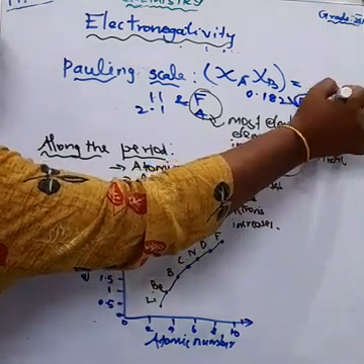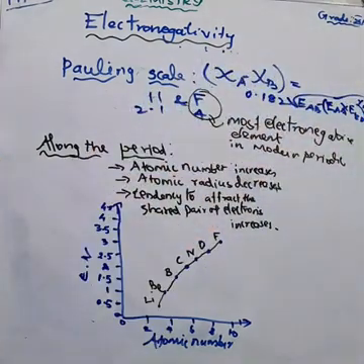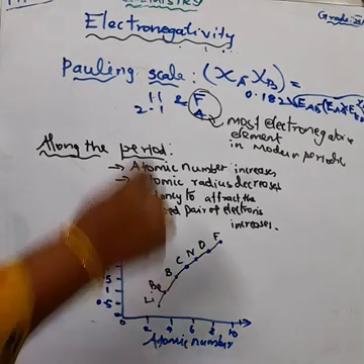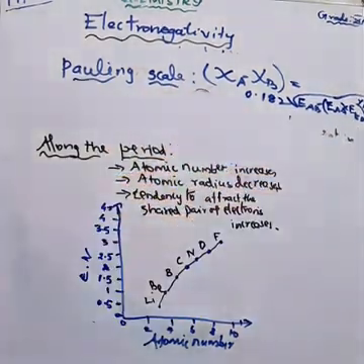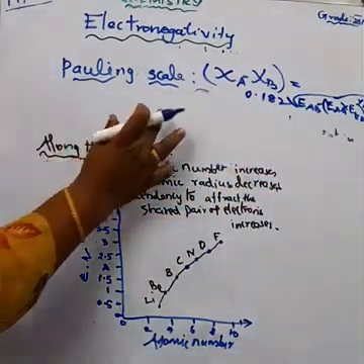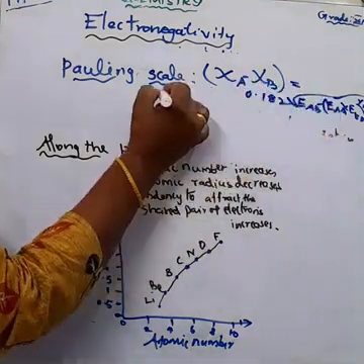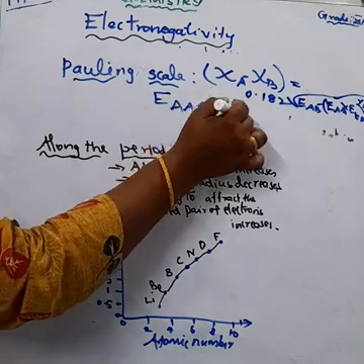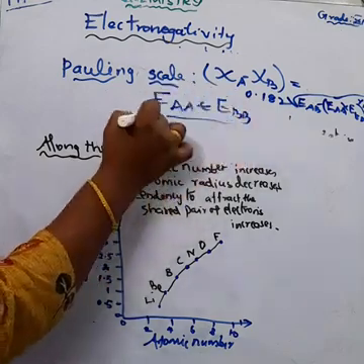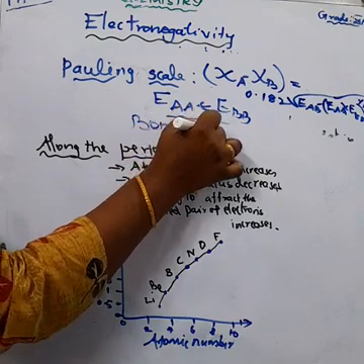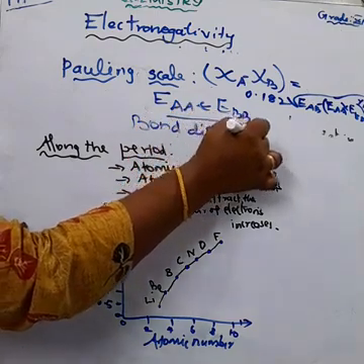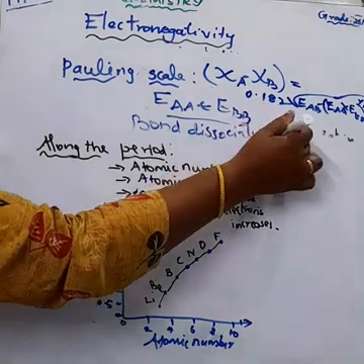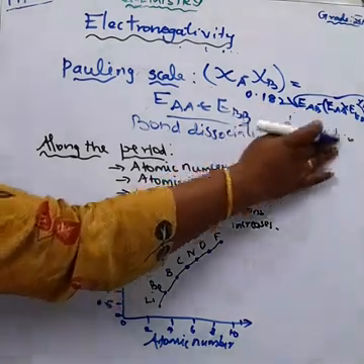Okay, so here, EAB, EAA and EBB, what is the meaning here? This is the bond dissociation energy of the AB, A2 and B2 molecules. Here we are taking EAA and EBB, that is the bond dissociation energy. What do you mean by bond dissociation energy? It is the energy given to dissociate the bond, to produce single isolated neutral atoms.